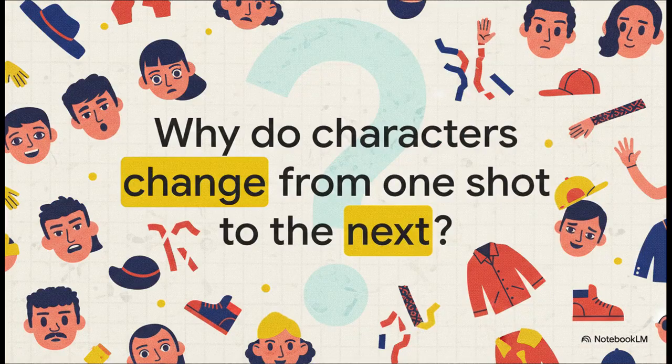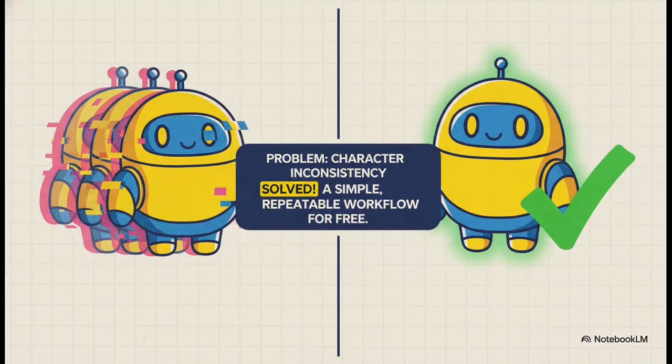But, and this is a big but, here's the catch. It's the one problem that just ruins most of the AI videos you see out there. You get one perfect scene, and then in the very next shot, your character's face, their clothes, maybe even their whole style, it just completely changes. It's so frustrating, right? It just breaks the story completely. Yeah, that's the classic problem of character inconsistency. But don't worry, there's a way to solve it.